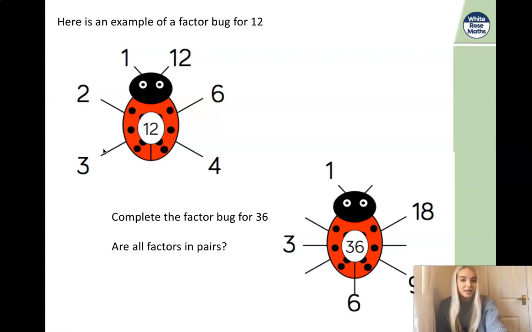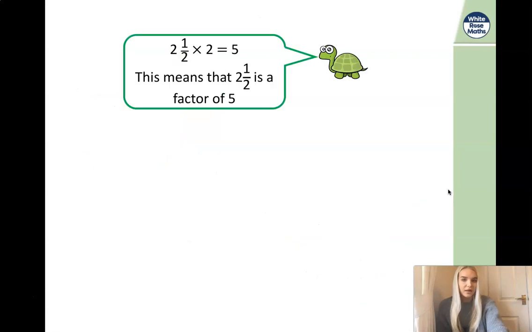We have an example of a factor bug for the number 12. Can you complete the factor bug for 36? You've got the example of the one for 12 there. Can you pause the video and have a go? Off you go. Okay, so that should have been done by now. Well done. Have you noticed a difference though? Are all factors in pairs? No, they're not, are they? Because for this one here, we have 6 on its own, and we're going to find out why that is in a little while. Well done for doing that.